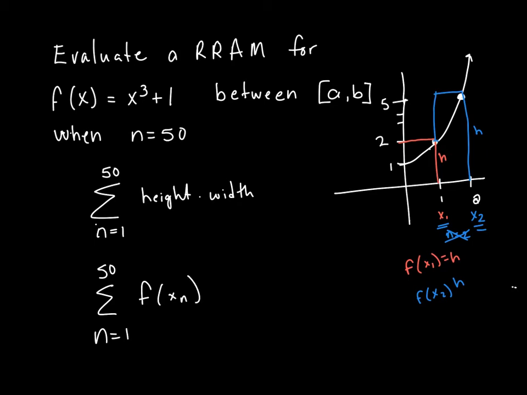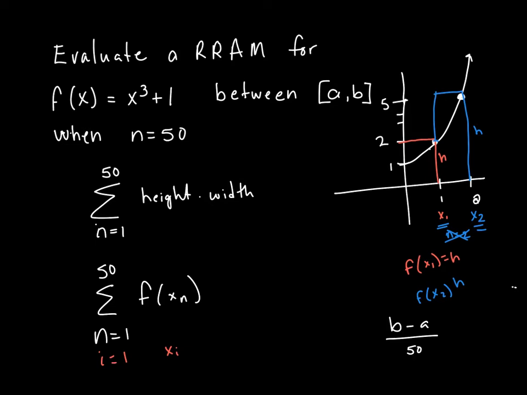Now, I do believe that your book uses i for these. So this would be i going from, instead of n, or x of i. It's the same thing either way. Now, the next thing that we need to do is find the width of that rectangle. That width we find the same way as we did before. That width is just b minus a divided by the number of rectangles we want.